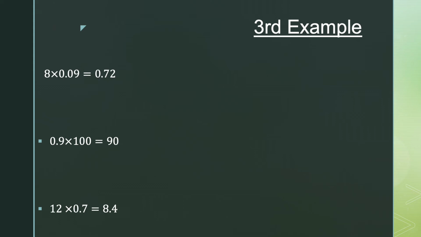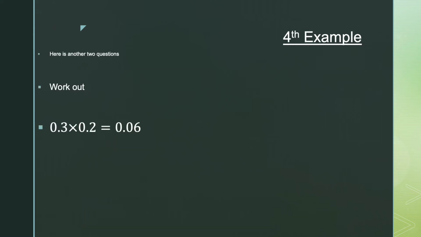Next, we'll be looking at multiplying decimals with decimals. So 0.3 times 0.2. Again, what I can do is treat it as 3 times 2, which is 6, and then I would divide my answer by 100. So this is multiplying decimals with decimals.